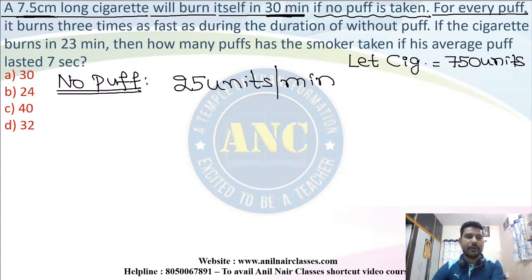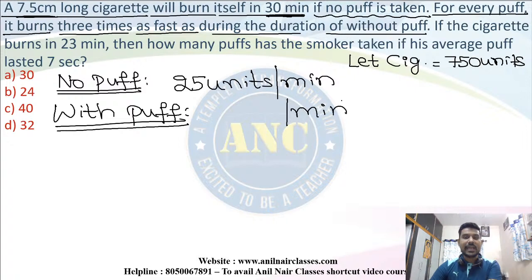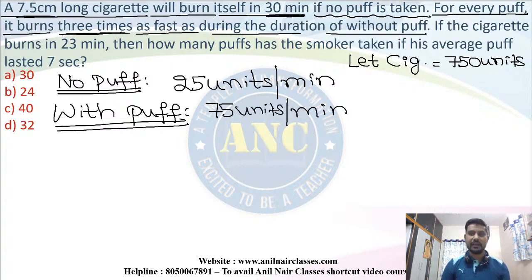For every puff, it burns 3 times as fast as during the duration of without a puff. That means, if I am smoking without puff, for 1 minute I will complete 25 units. But if I am smoking with puff, for 1 minute I will complete how many units? 3 times of 25, since it is given that it is 3 times faster. So 3 times of 25 is 75 units. I hope till here it is very, very clear for you people.